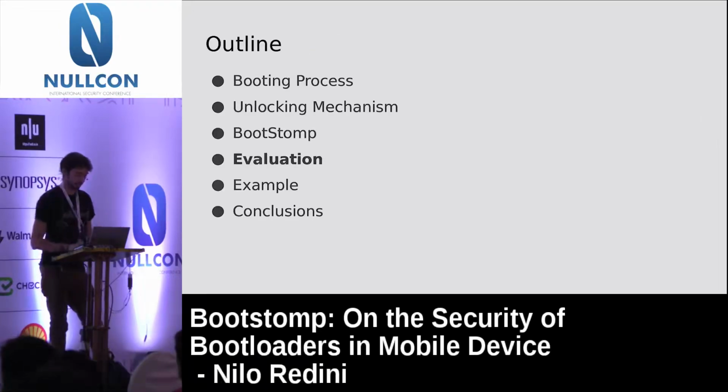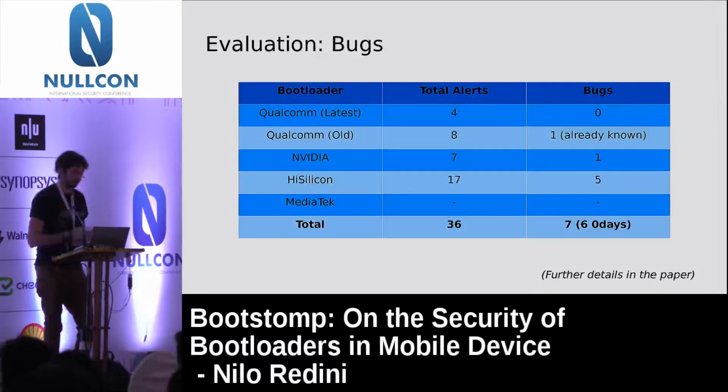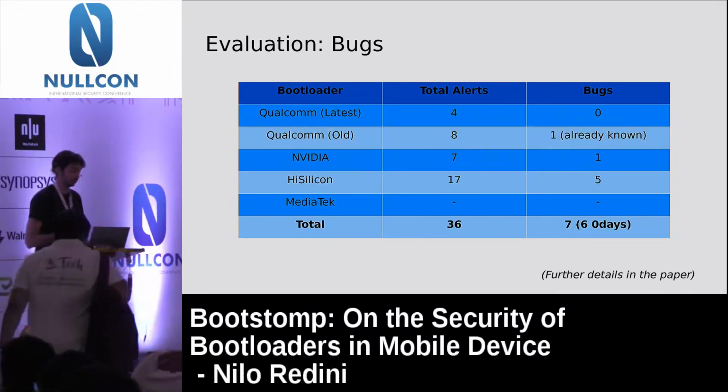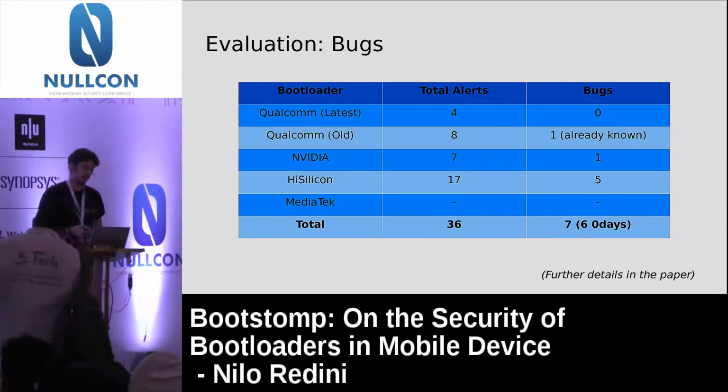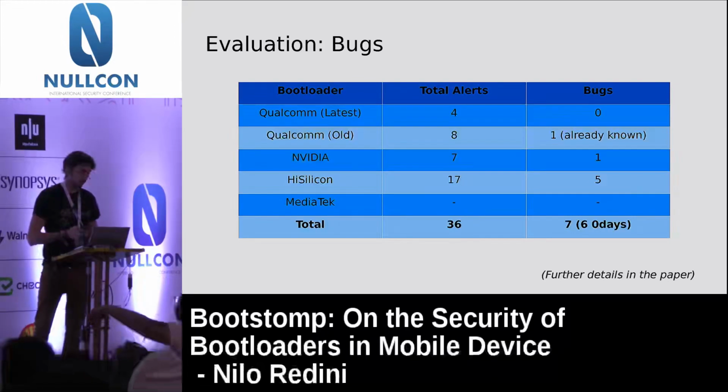Let's see the evaluation. BootStomp has been evaluated against 4 different bootloaders. We use Qualcomm LK, actually 2 different versions: the latest version that we found during this work, and an old one which was known to contain a bug. The NVIDIA bootloader, the Huawei bootloader, and the MediaTek bootloader. We had some problems in this stage analyzing MediaTek's bootloader because basically Angr was giving us problems. Overall, BootStomp raised 36 alerts, of which 7 were found to be true positives, and 6 of them were found to be 0-days.